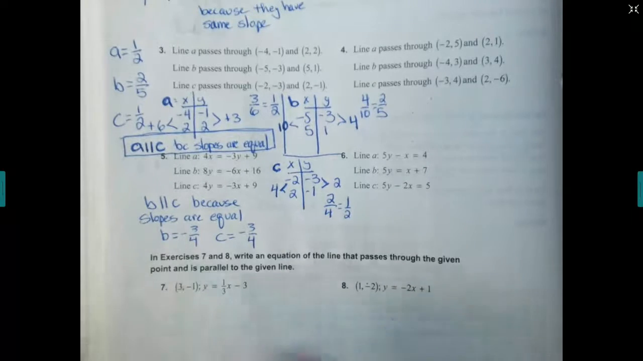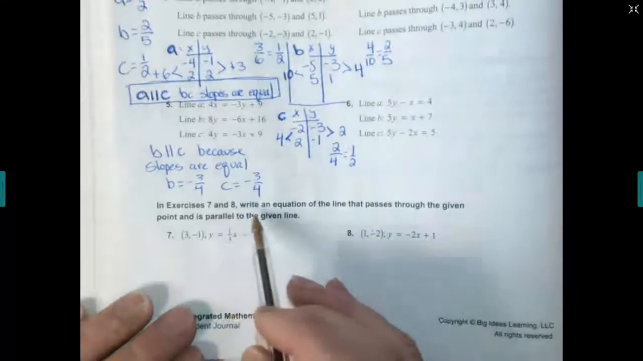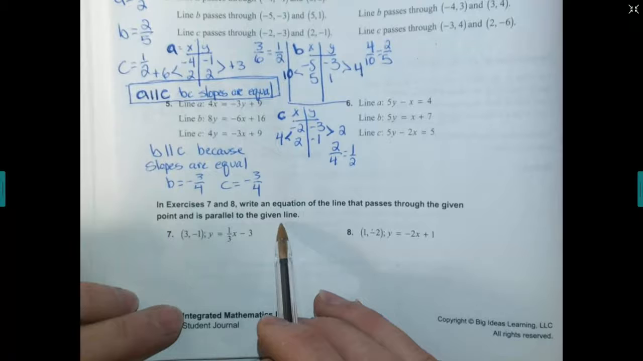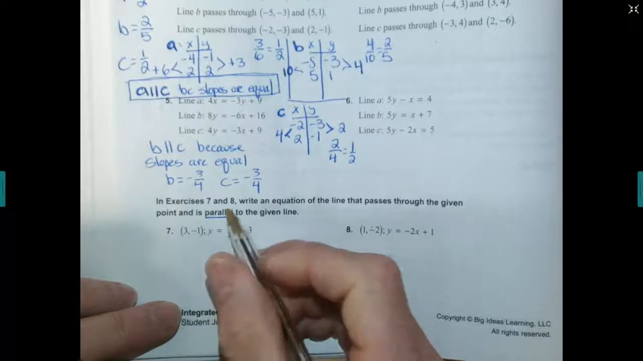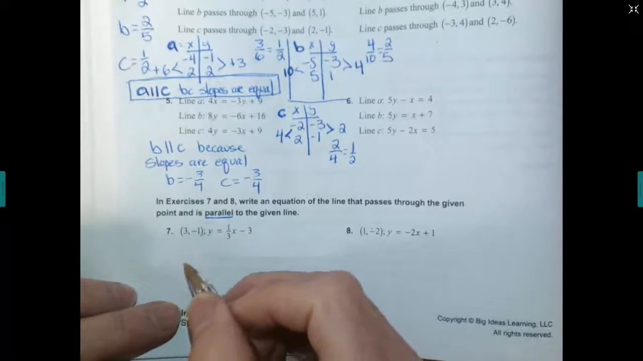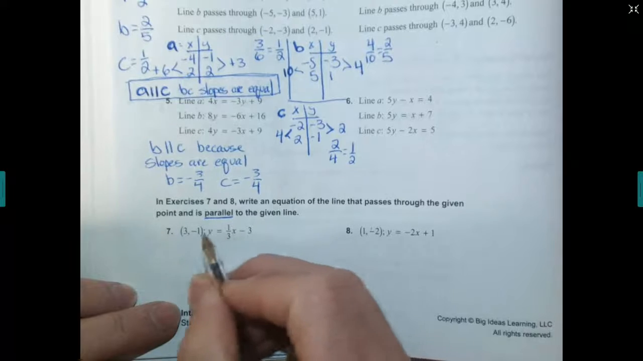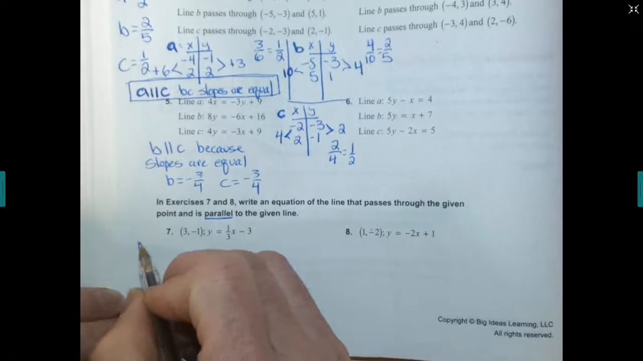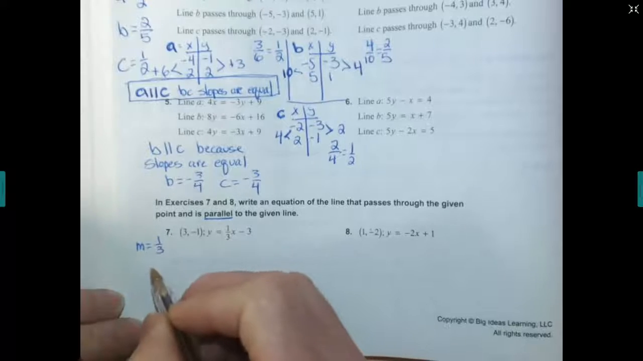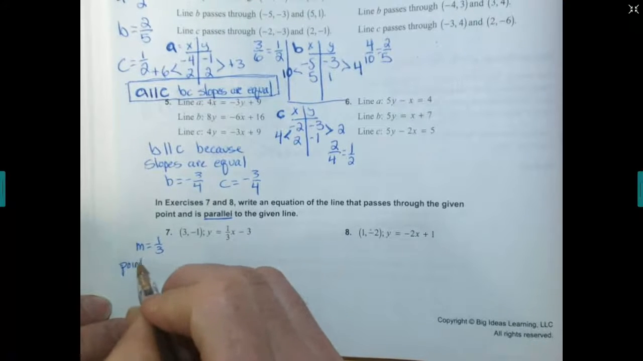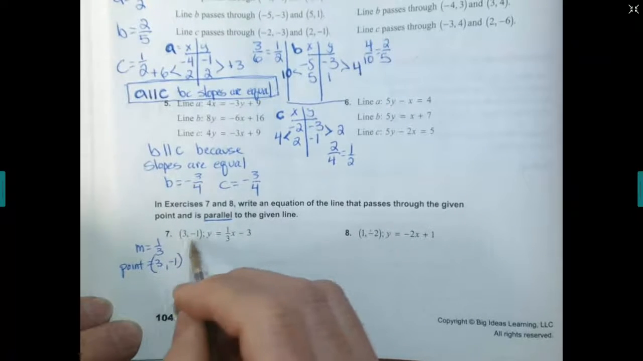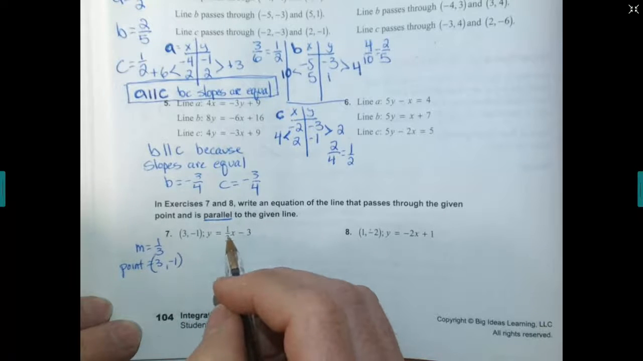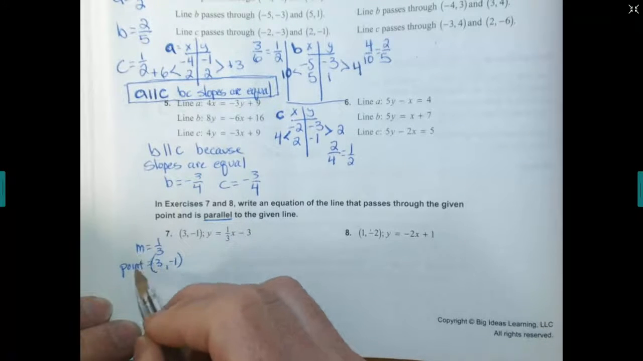Alright, number 7. In exercise 7 and 8, write an equation of the line that passes through the given point and is parallel to the given line. Okay, parallel. So, the slope of my new line is going to be the same as the slope of this line. So I'm going to say my new line has a slope of 1/3 and it has a point of (3, -1). See, because it says it passes through this point and has the same slope. So I have the slope and the point.